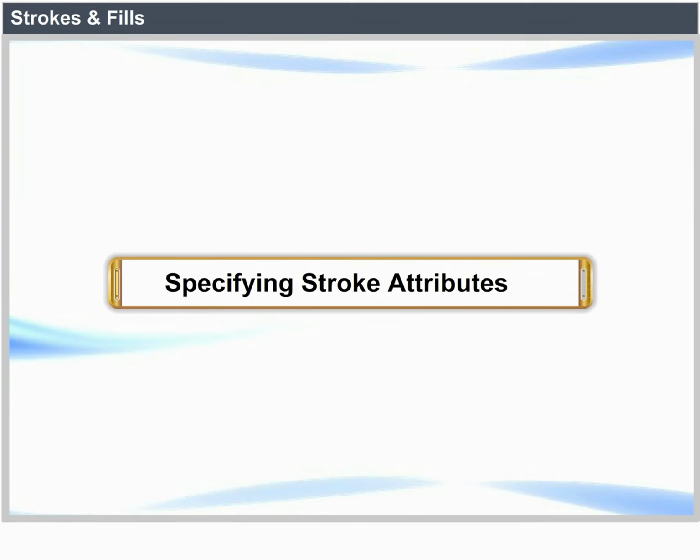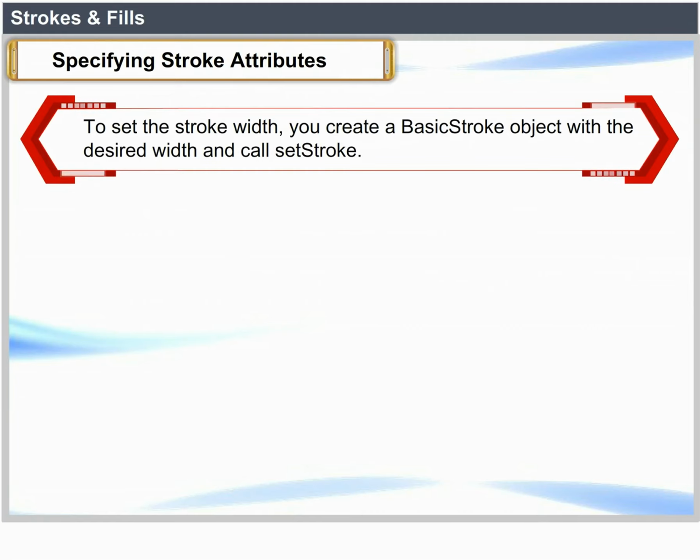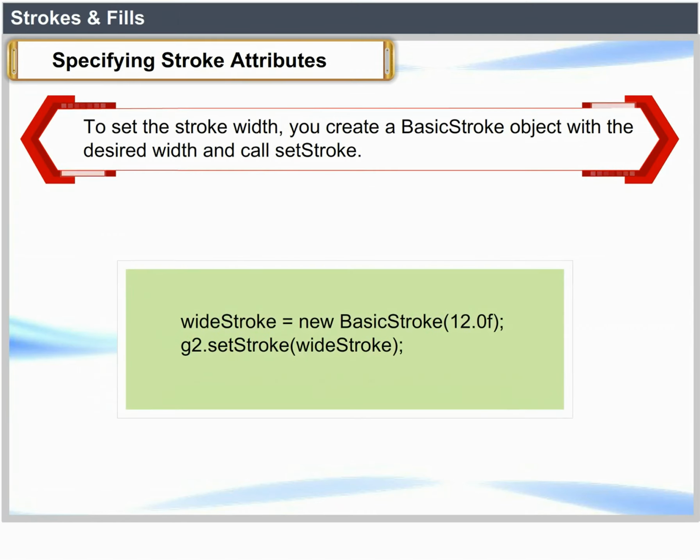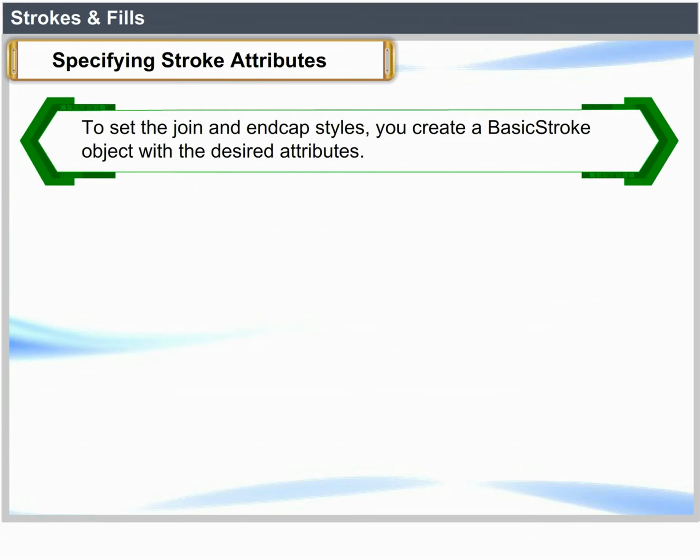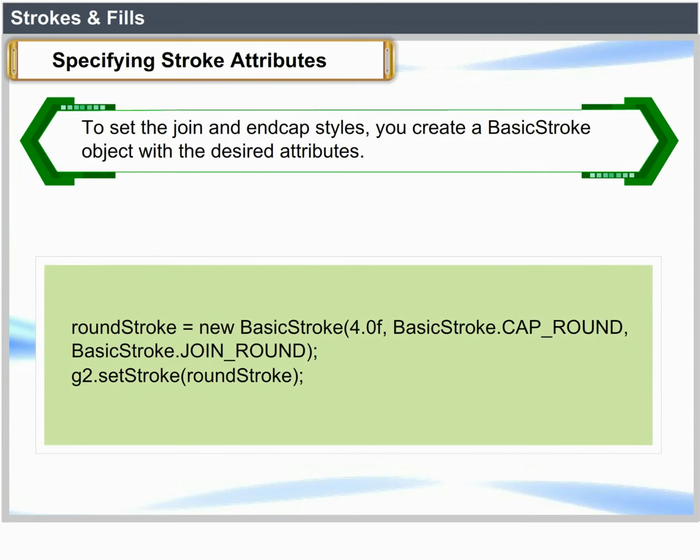Specifying stroke attributes. To set the stroke width, you create a BasicStroke object with the desired width and call setStroke. wideStroke = new BasicStroke(12.0f); g2.setStroke(wideStroke). To set the join and end cap styles, you create a BasicStroke object with the desired attributes. roundStroke = new BasicStroke(4.0f, BasicStroke.CAP_ROUND, BasicStroke.JOIN_ROUND); g2.setStroke(roundStroke).